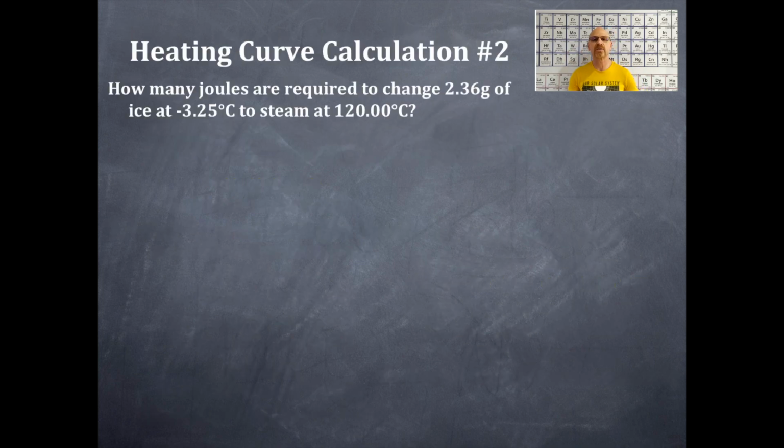So today we're talking about heating curve calculation number 2. Let me read the question for you. How many joules are required to change 2.36 grams of ice at negative 3.25 degrees Celsius to steam at 120.00 degrees Celsius? Okay, so that's the question.